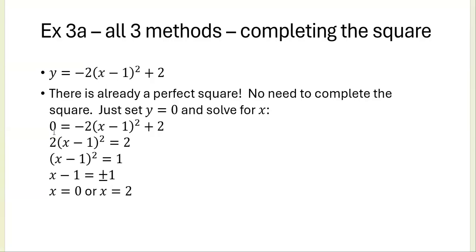Okay, so set y equal to 0, and then we can add this term on this side. Or you can subtract the 2 on that side, it doesn't matter. Divide by 2, and then we square root both sides. So x minus 1 is plus and minus 1. So x is 0 or x is 2.